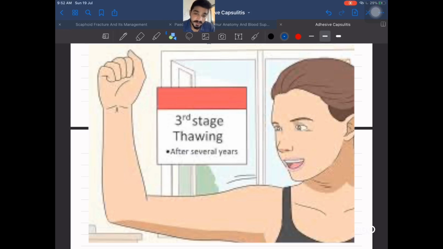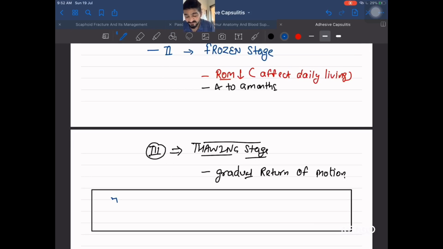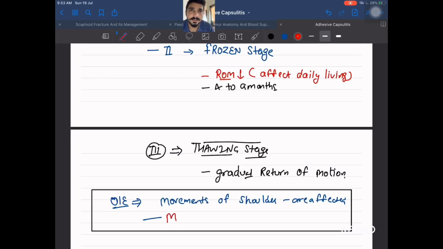Now, one more important thing I want to talk about, which we have observed in examination of these frozen shoulder patients: the most commonly affected movement of the shoulder in frozen shoulder is external rotation. It is the most commonly involved movement. That is external rotation.